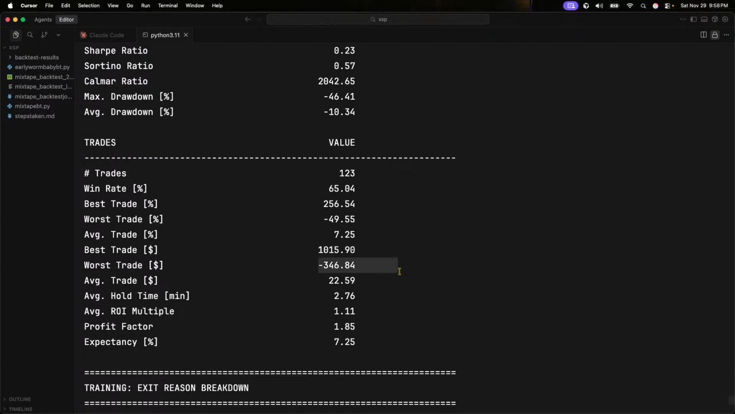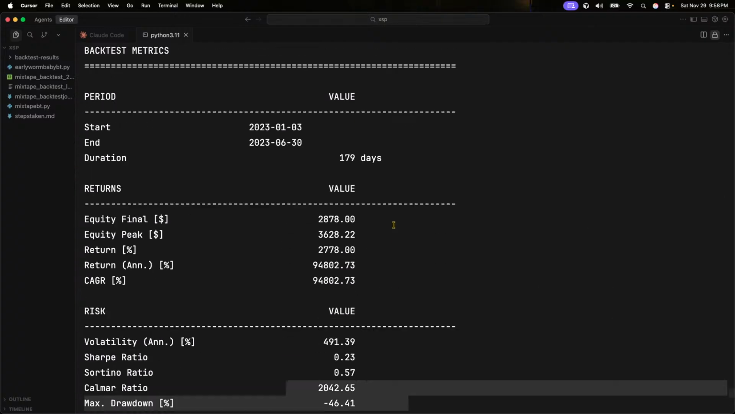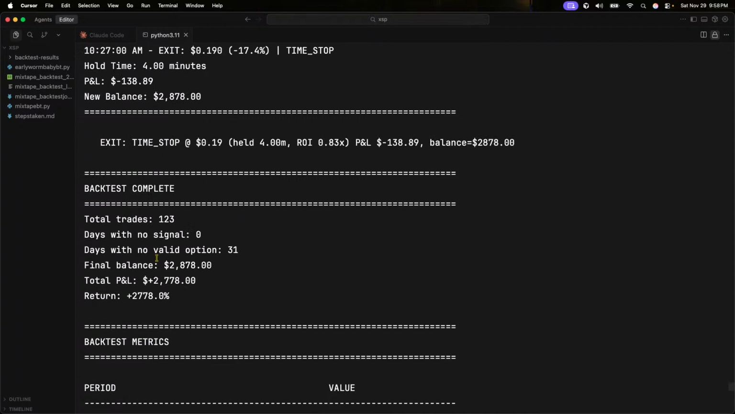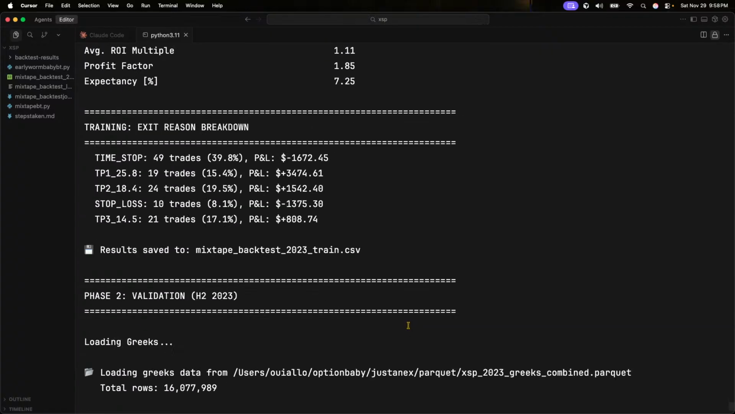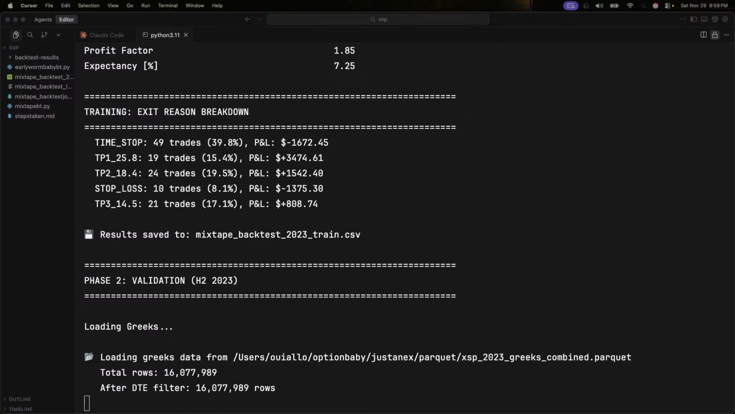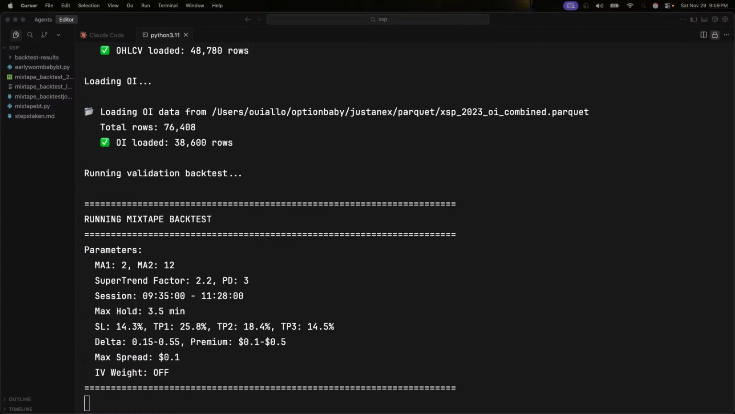Worst trade was 346. Profit factor is 1.85. Drawdown still could be a little bit better. It went from 100 to 28. That's not bad. Where did it peak? We peaked at 36. We're still giving back too much money, man. This is the moment of truth. I need to see how well the validation period does. If this is doing better, then we're creating something that's a lot more robust, right?